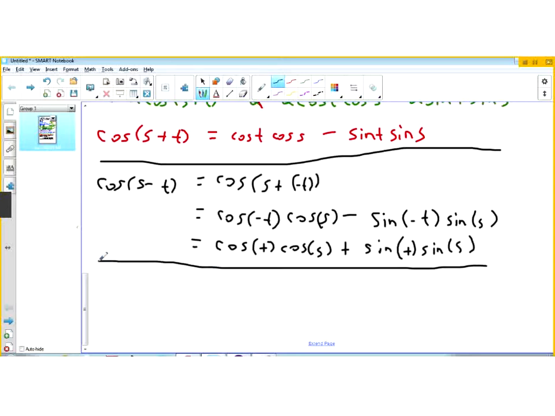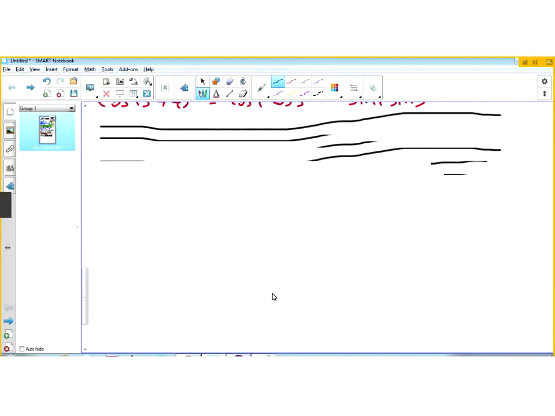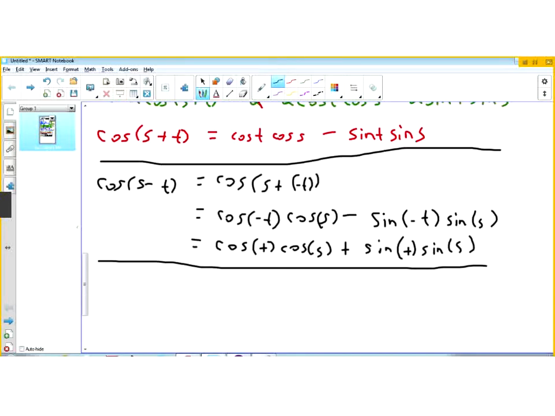All right. Now, how about the sine of s plus t? So let's see. Perhaps we can make use of this formula, the red formula, to prove the sine of s plus t. Let's give that a go. So the sine of s plus t.